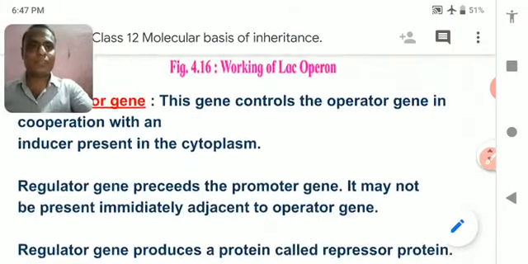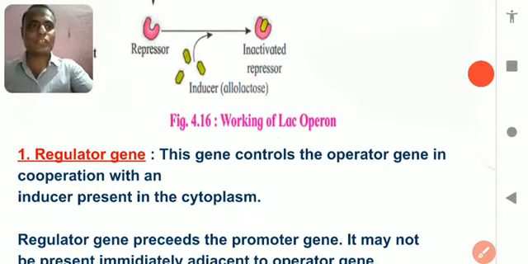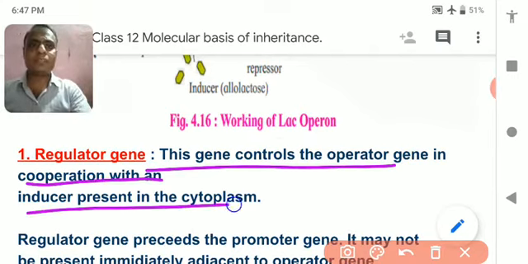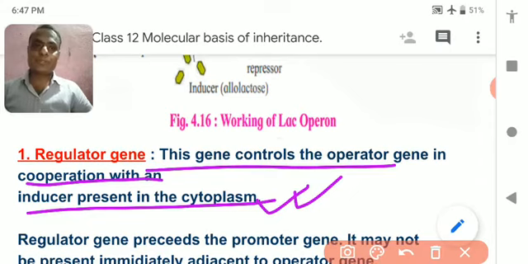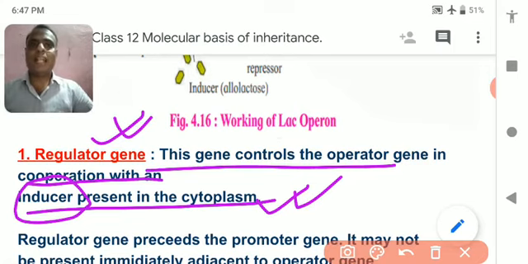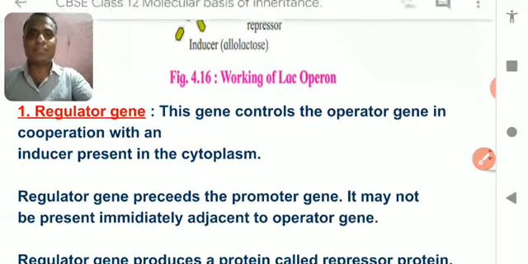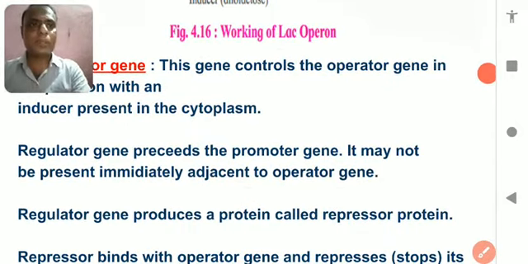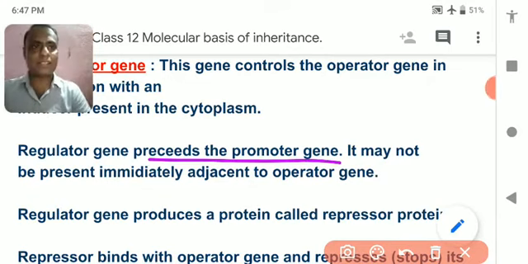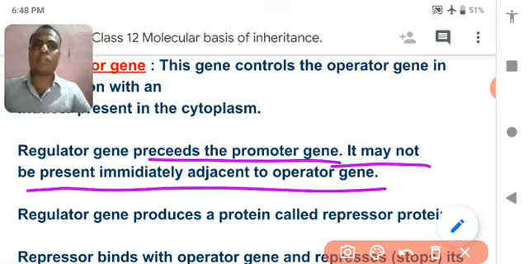Now the first topic that I am going to start: regulatory genes. These genes control the operator gene in cooperation with the inducer present in the cytoplasm. If the inducer is present, the regulatory gene becomes inactive, and if the inducer is not present, the regulatory gene produces the repressor. The regulatory gene precedes the promoter, meaning it is present just before the promoter toward the 3' end, and it may not be present immediately adjacent to the operator gene.